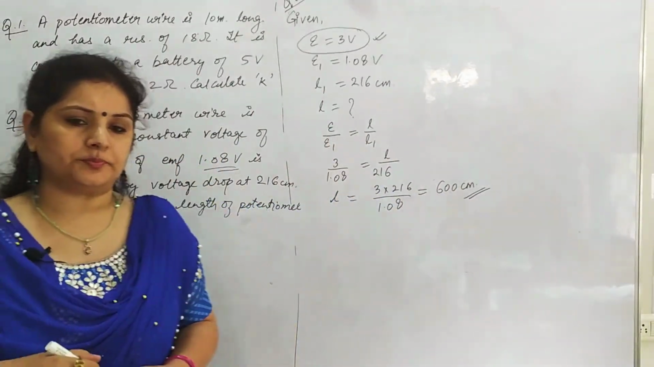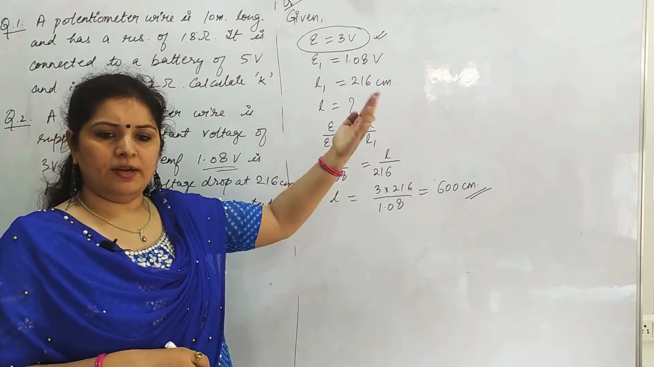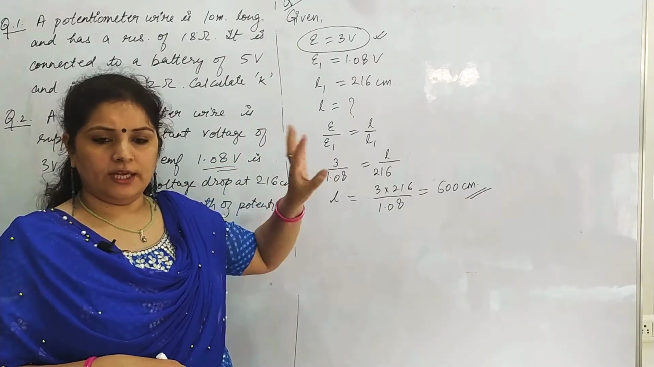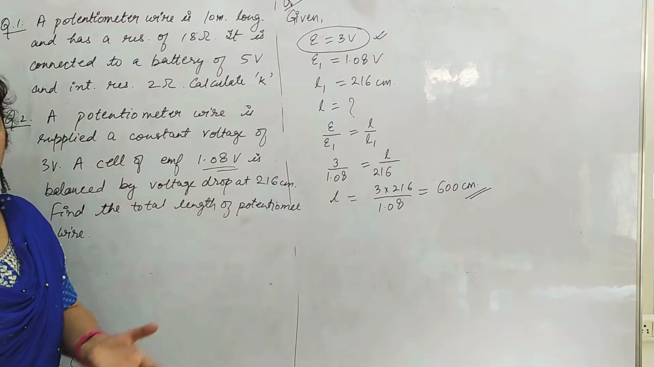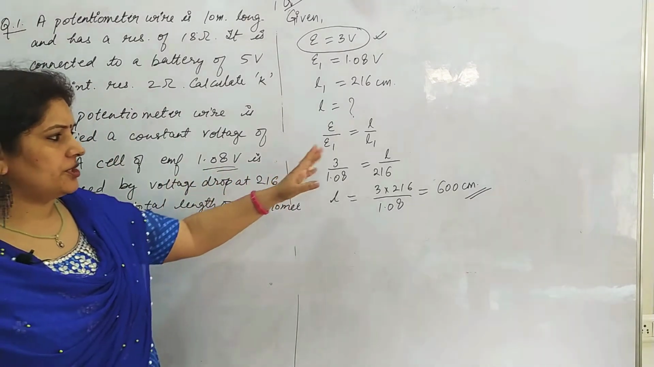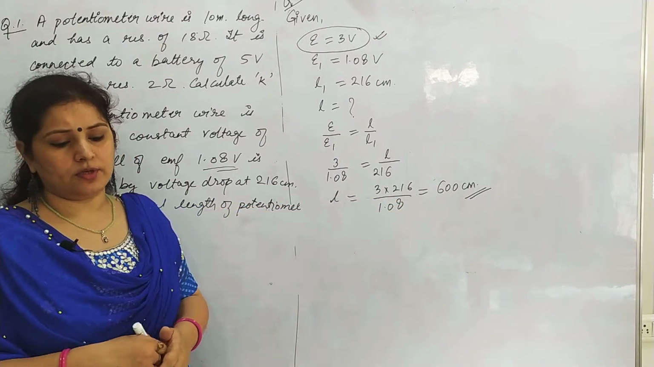Please check your answer. What application? E1 by E2 is equal to L1 by L2. Here of the 2 cells, 1 cell is the source cell which is supplying the voltage. So what is the length of the potentiometer wire? 600 centimeter. Please check your calculation.